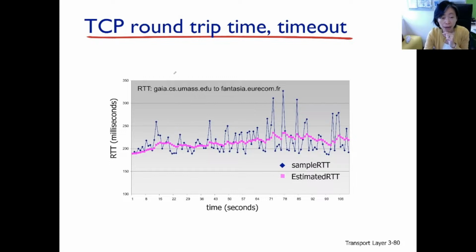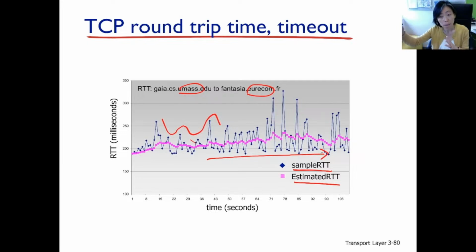And this is an actual measurement between UMass and Eurecom again. The blue one that fluctuates more, like these, is the instantaneous RTT, the sample RTT. The pink one is the estimated RTT, the smooth average RTT over time. So you see that although the blue one fluctuates a lot, the pink one is relatively smooth. And you see also, generally as time goes along, the round trip time tends to be longer. So the pink one, the smooth average RTT, is tracking the increase of the RTT relatively well.